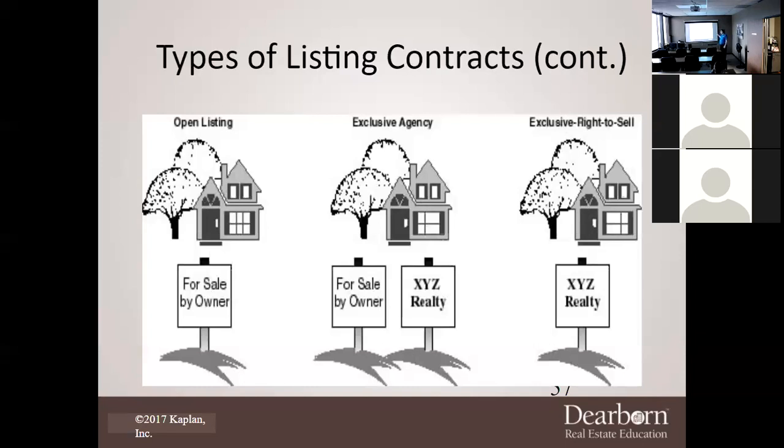Okay. Exclusive agency, as you can see, is Mr. Eugene, you put your sign out, but guess what? Travis put his out too. Okay, so now there's two signs out there. Now what's the problem with that? Well, if they call Travis and he's busy, what are they going to do next? Call Eugene. And then Travis, you're going to say, wait. Aiden just called me and I just talked to him.